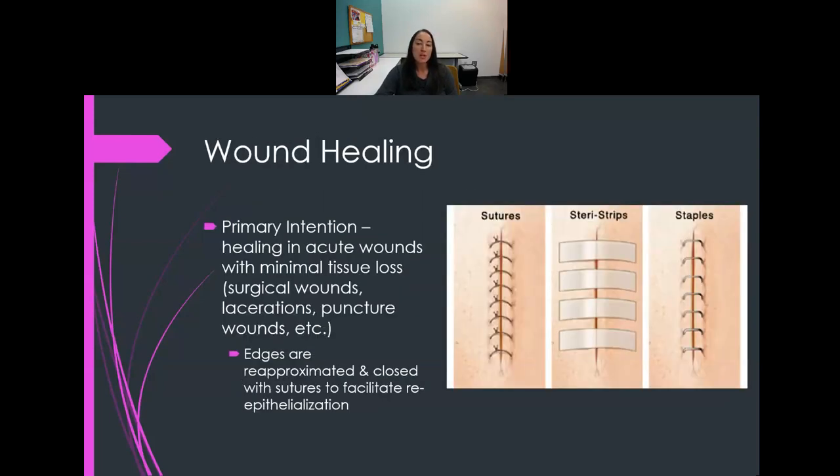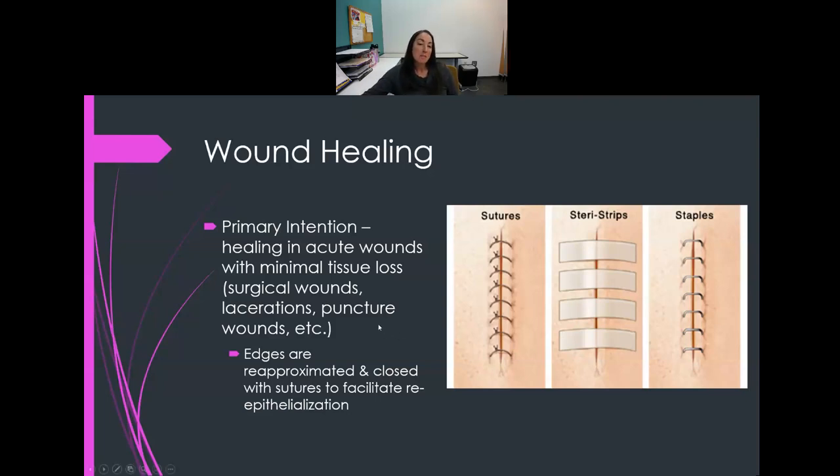There's three types of wound healing. There's primary intention. With this, you can get sutures or Steri-Strips. The tissue is close enough together that you can reapproximate the edges, bring them back together, and then close the area with sutures or with strips, to facilitate re-epithelialization. Basically you grab both parts of the wound, you pull them together, you keep them together with either sutures, Steri-Strips, or staples, and the wound heals.